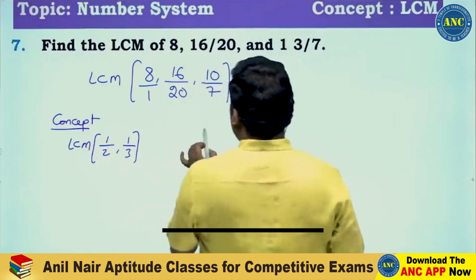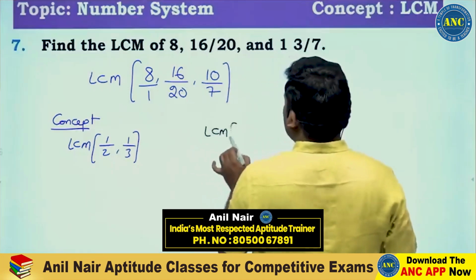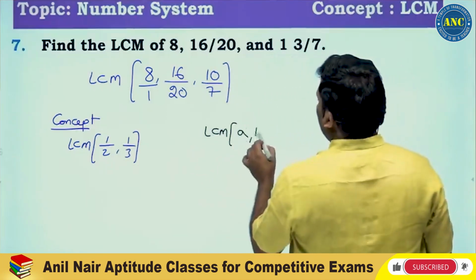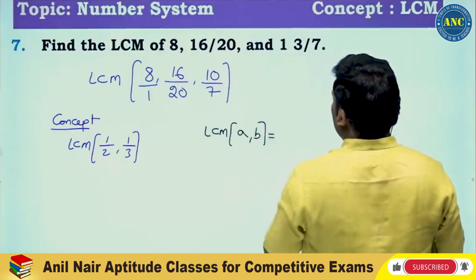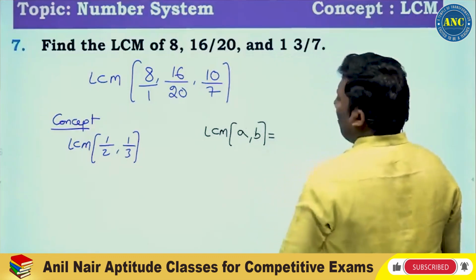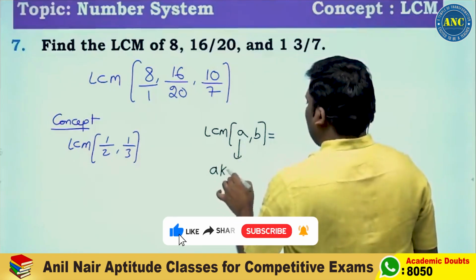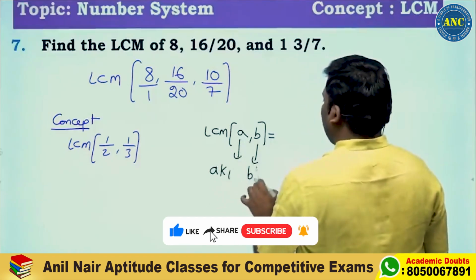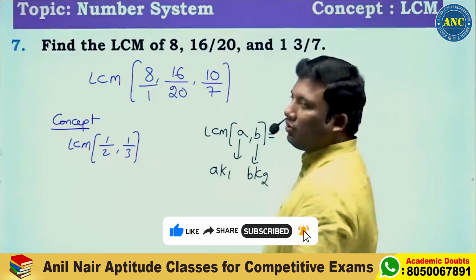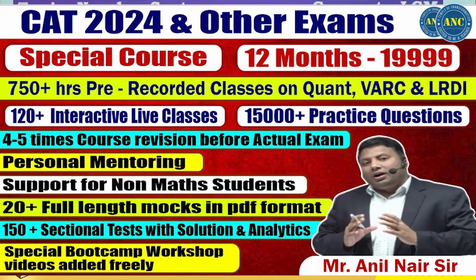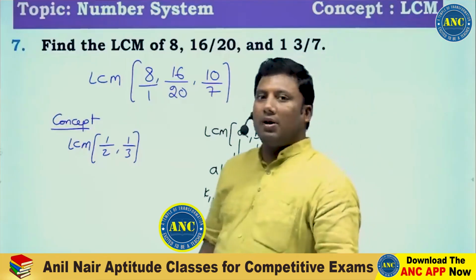So, what is that concept that we discussed? LCM of A comma B. How to find out the LCM? A should be written as A times K1, B should be written as B times K2, where K1 and K2 are natural numbers. There will be some common multiple.